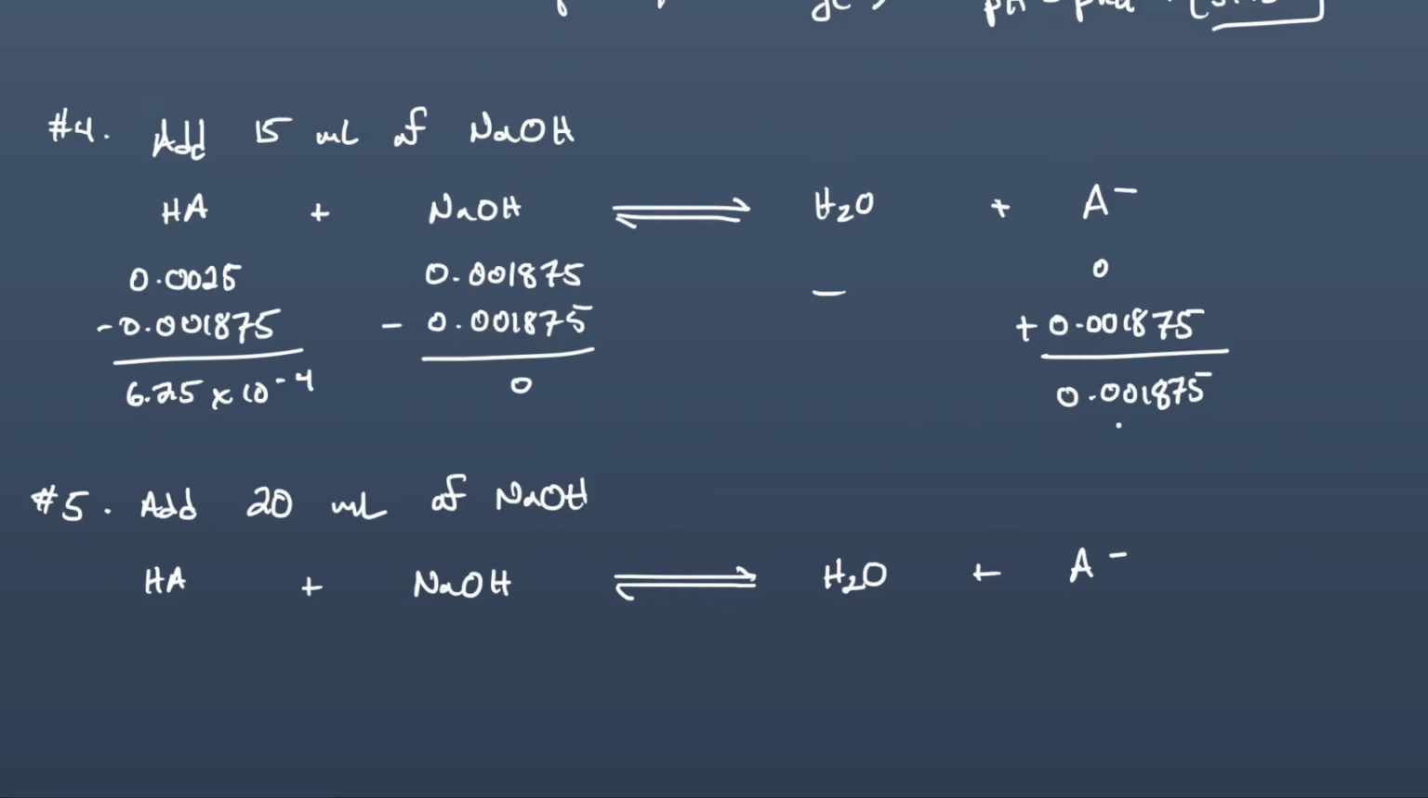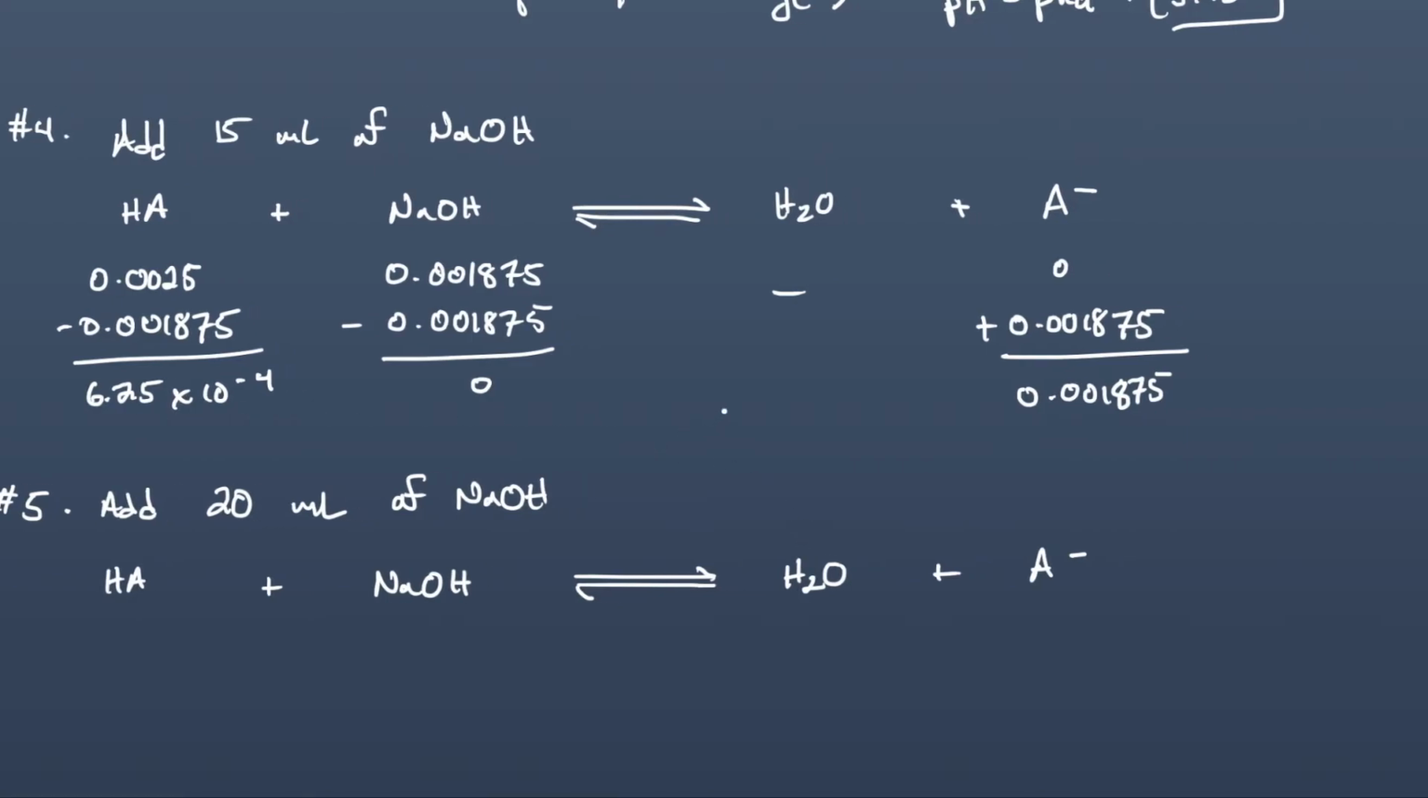So this is what we put in, and this is what we put in for our Henderson-Hasselbalch equation. And what we get here is that our pH is equal to 4.28. So there's our next y coordinate.